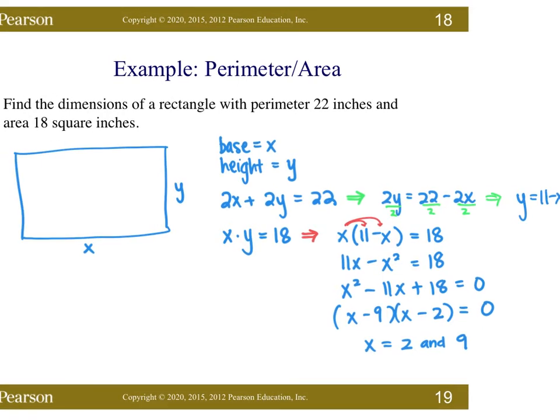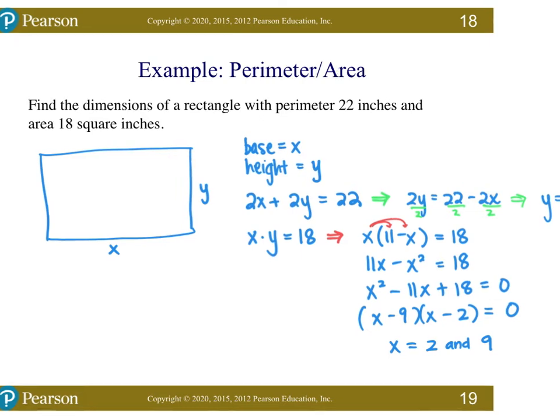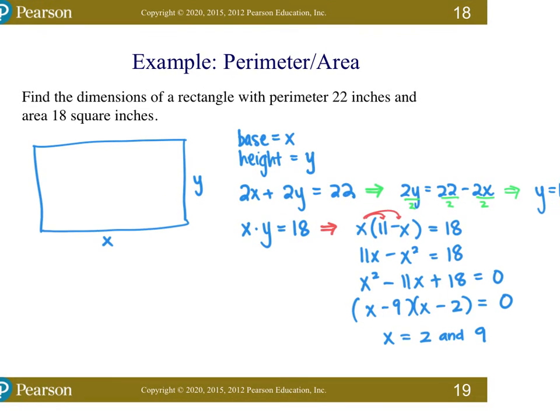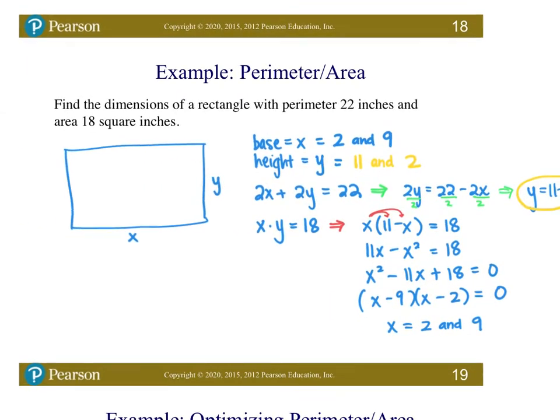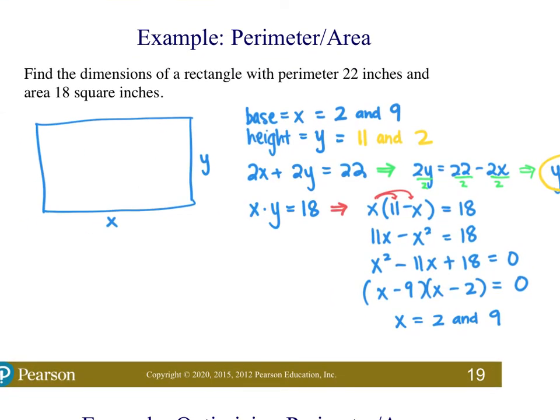So then I can make sure I've answered my question. My question is, find the dimensions of a rectangle. So I have the base. The base is either 2 or the base could be 9. And then to find the y, I want to plug 2 and 9 both into my expression. So if I plug 2 in, then I get 11. And then if I plug 9 in, I get 2. So all that's basically telling me is either my rectangle is 2 by 9.